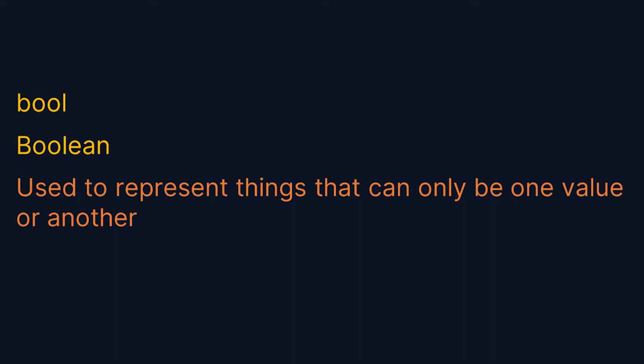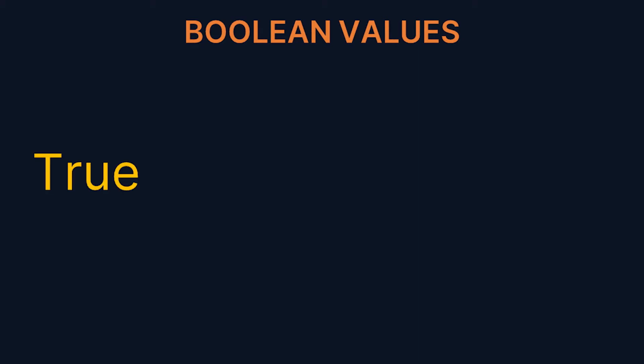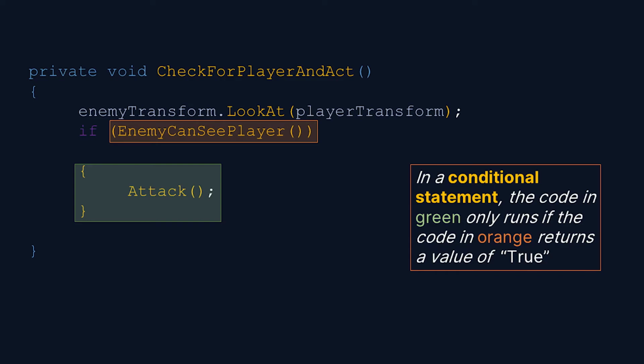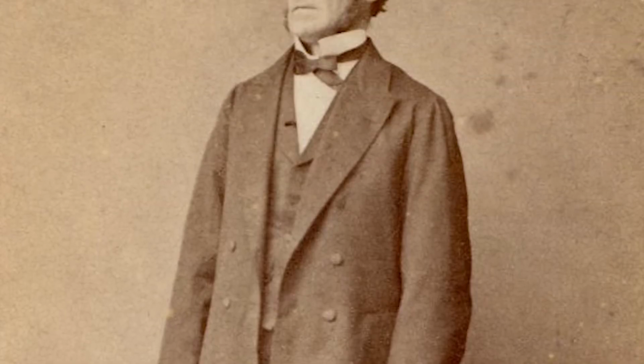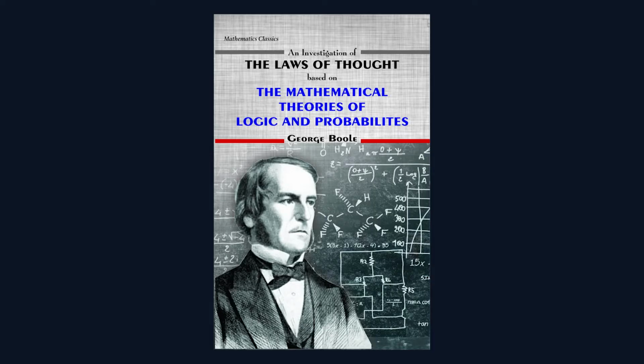One more important variable type is a bool, or Boolean value. Though technically a numeric type, the Boolean type is usually considered separately. A Boolean is used to represent things that can be only one value or another, like the on or off of a light switch. For Booleans, we express the two possible values as true and false. This plays a big role in conditional statements and loops, which we'll be discussing in another video. The Boolean type gets its name from George Boole, a mathematician from the 19th century who did pioneering work in logic that later became crucial to computer science.